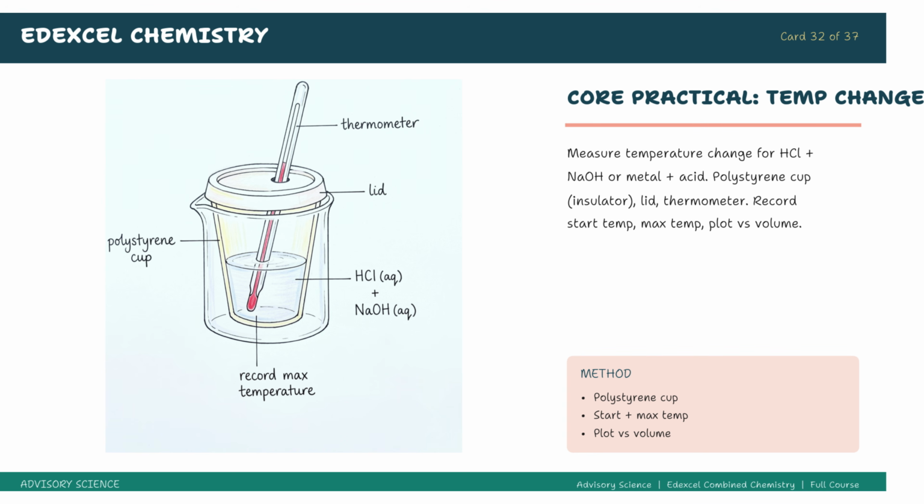In an exam, the 2 marking points for why a polystyrene cup are it's a poor conductor, so it reduces heat loss to the surroundings. Saying just it's plastic is not enough.